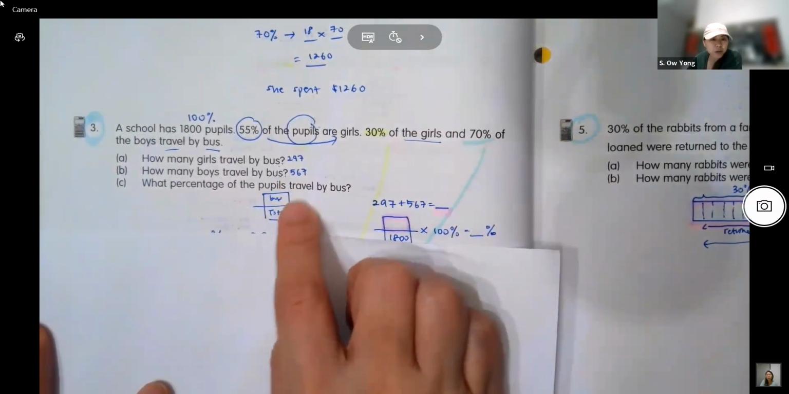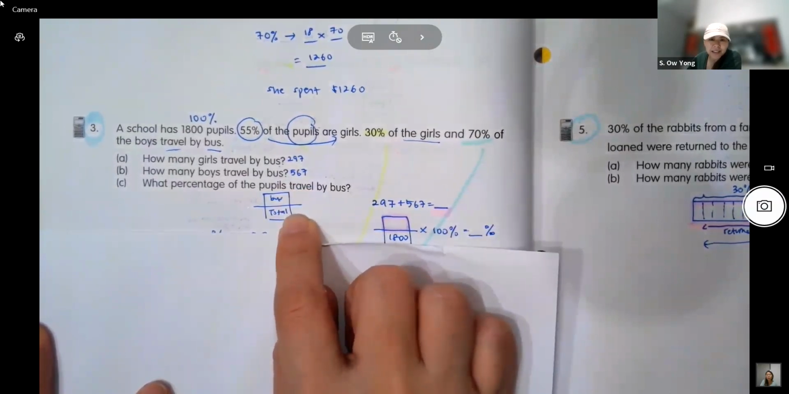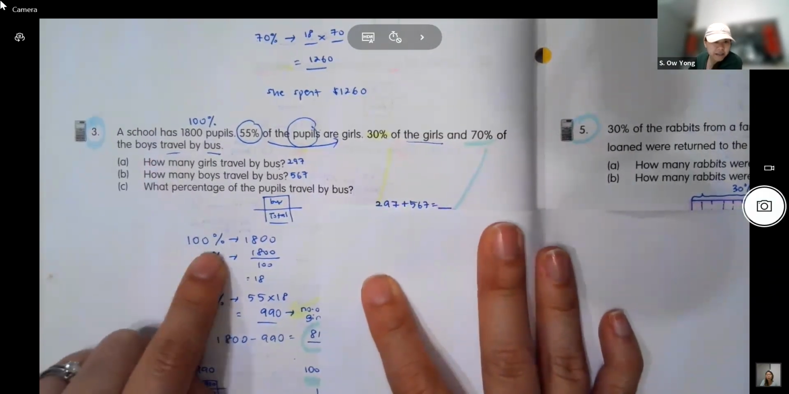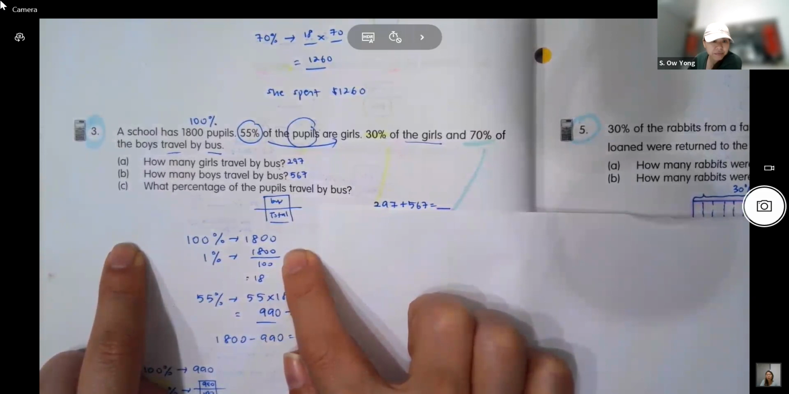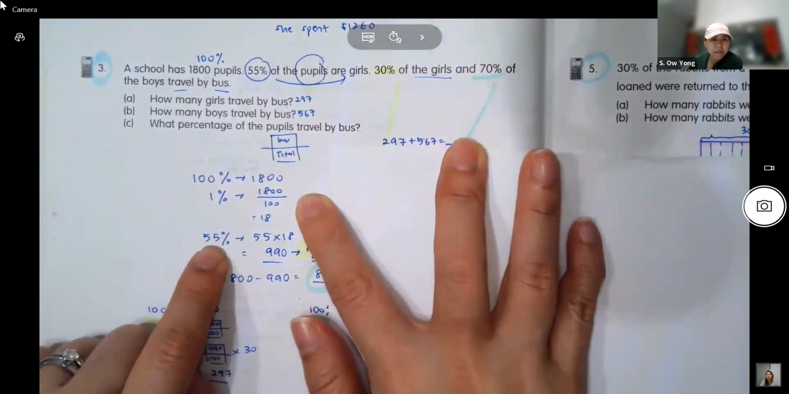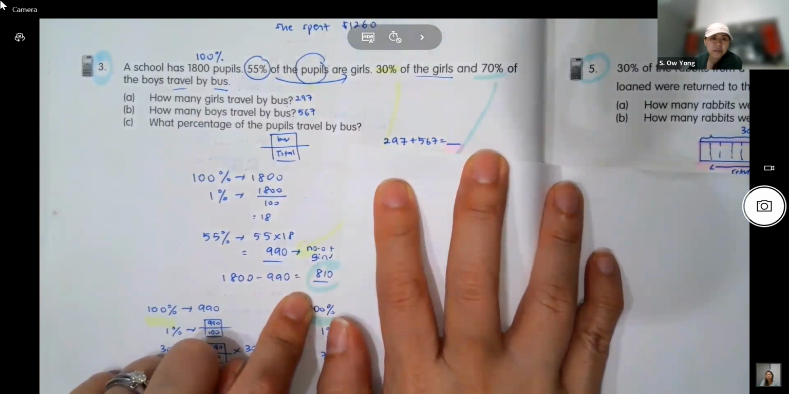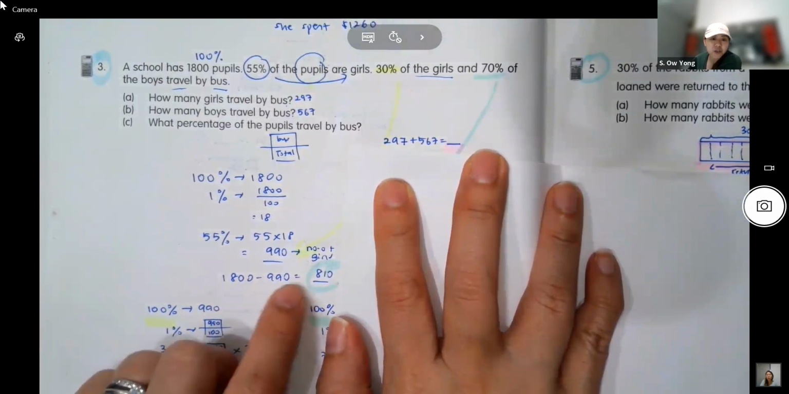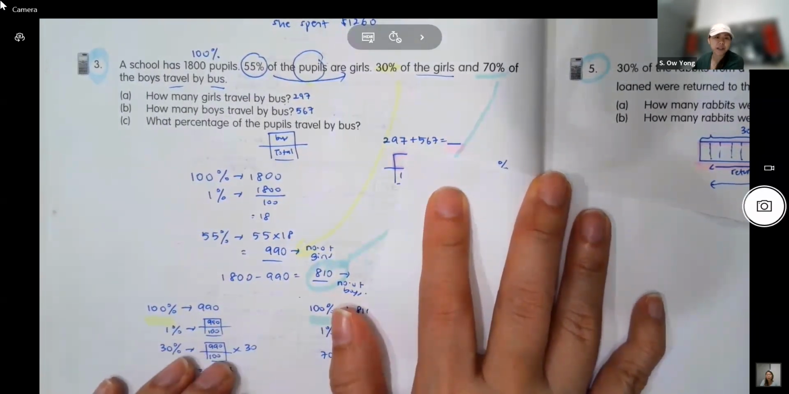For part C, the number of pupils traveled by bus with the total at the denominator, then you find the percentage. Now with that, because you know that 100% is 1,800, you go and find 1%. After finding 1%, you can find 55% to find the number of girls. After which, you take 1,800 minus the number of girls to get the number of boys. So I pause here for a while for you to write down.